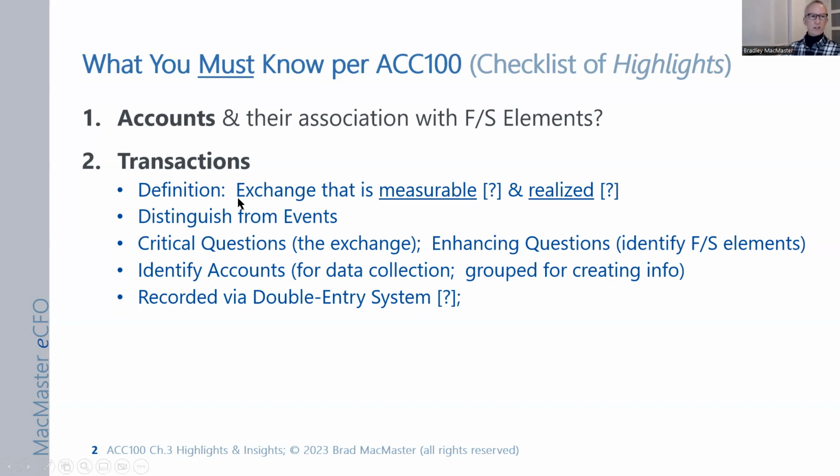It needs to be an exchange where 2 items are exchanged. That will be something given up and something received. It needs to be measurable, which is indicated by an amount being provided to you or one that you can calculate. And it needs to be realized, or in other words, it needs to have actually occurred.